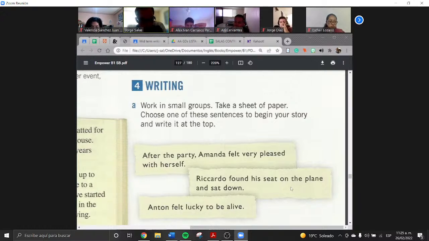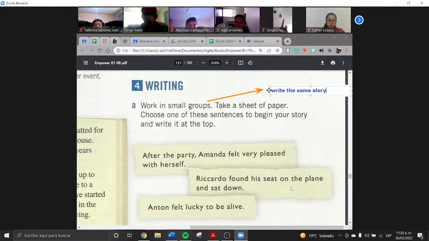Write and improve. Okay, you are going to work in small groups. You have two options. One of them is you write the same piece. You write the same story. The other option is you write it individually and just ask for feedback. As you wish, but you need to decide with your team.